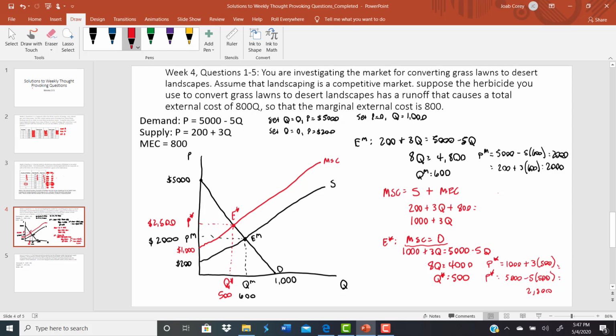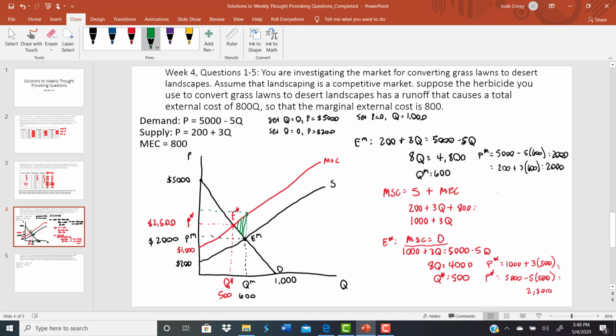The last thing we're going to do here is calculate some deadweight loss. This is, I think, the part that a lot of people are having trouble with. Remember, deadweight loss stems from the fact that we're producing 600 when we really should only be producing 500 from a socially efficient or socially optimal standpoint. In other words, we are just producing too many units given that we're causing this negative external harm.